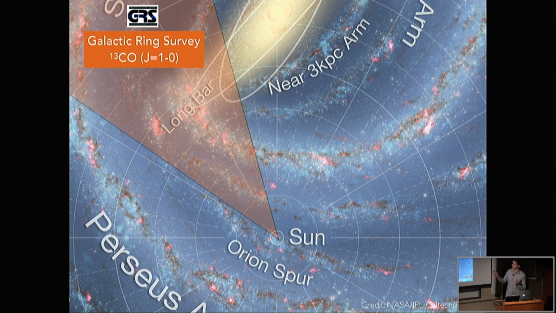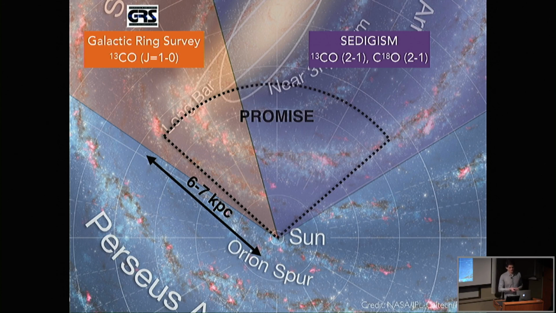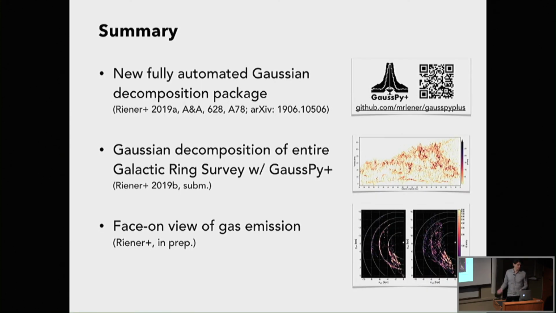In the near future, we plan to extend this to the entire inner galaxy with a very big survey, the SEDIGISM survey, that covers almost the entire fourth quadrant. Also in the near future, we want to correlate this with a new dust extinction map that's coming up very soon from my supervisor, Jonathan Kainulainen. But with this, I want to leave you with my summary, and thank you for your attention.